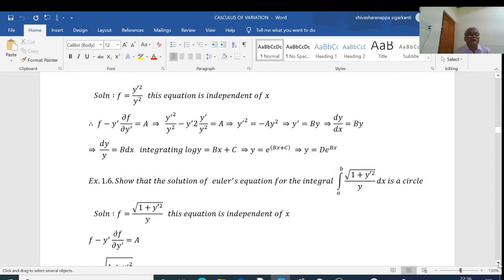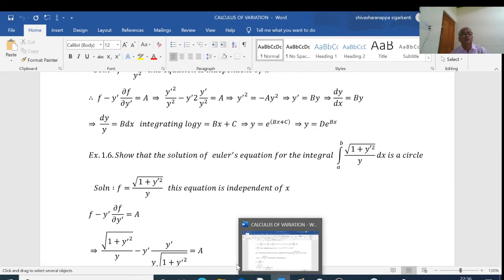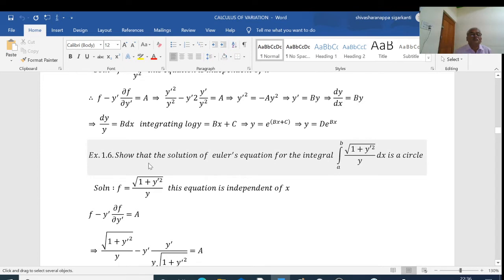Next example, show that the solution of Euler's equation for the integral a to b root of 1 plus y dash square divided by y dx is a circle. Okay. So in this example, my f is root of 1 plus y dash square divided by y.